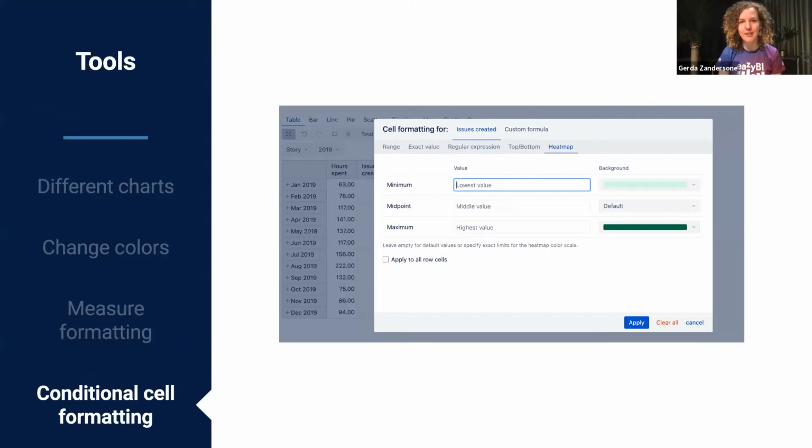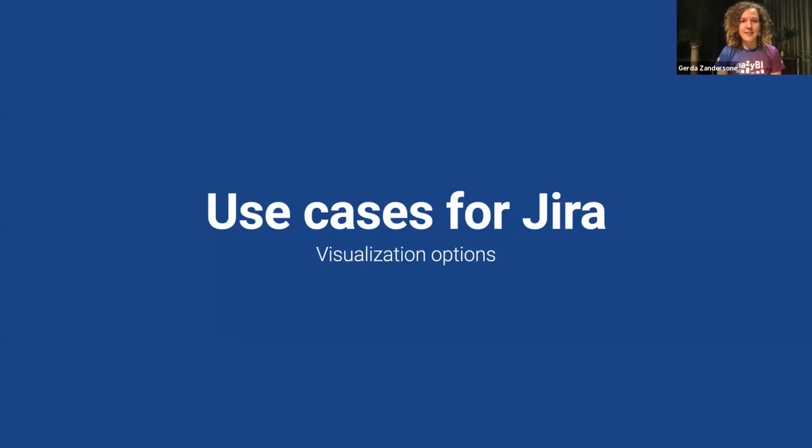As Raymond already told, the cell formatting and measure formatting have been improved greatly in the last year. So my use cases will be more about how to make tables look great. And there is a saying, one picture is worth 1,000 words. Or I would say, one report is worth 1,000 words. So let's see some use cases for different teams.